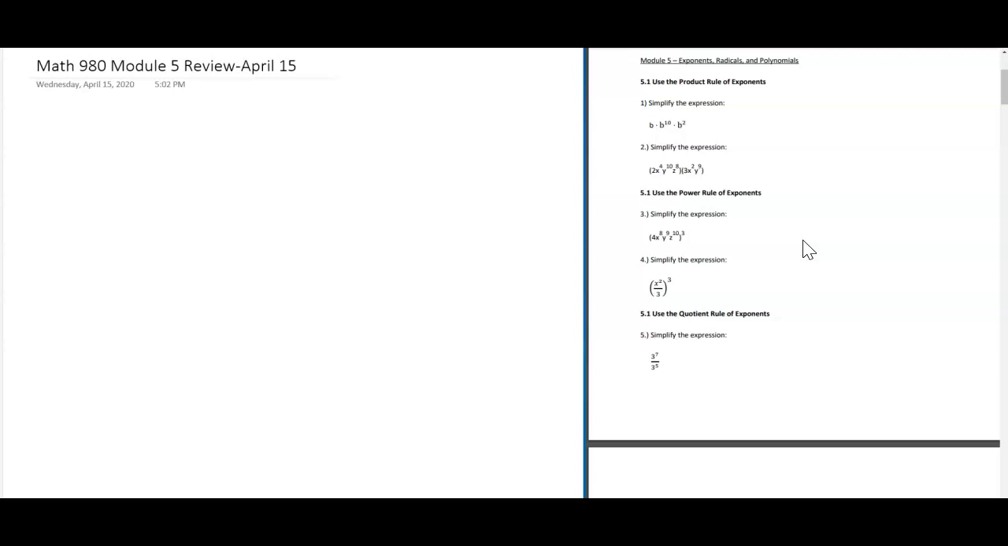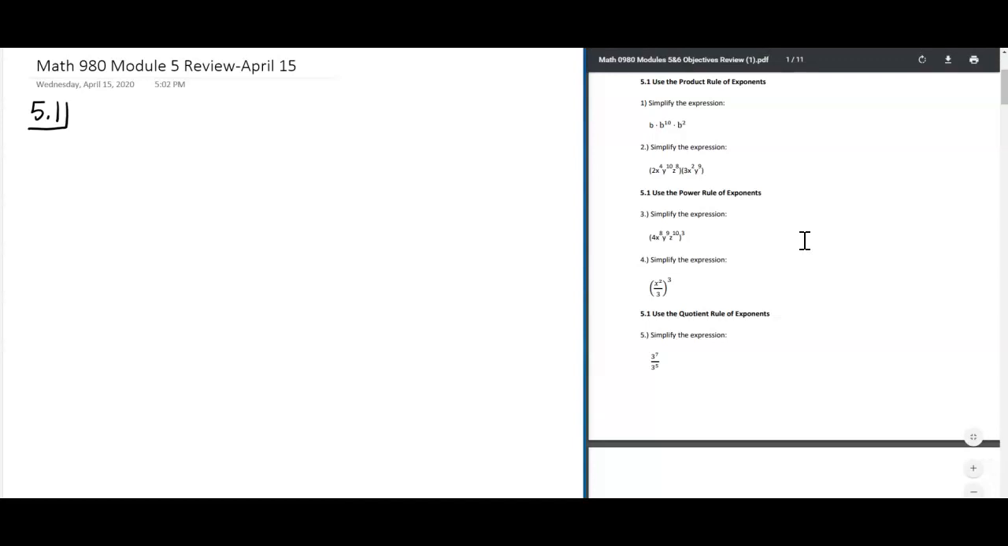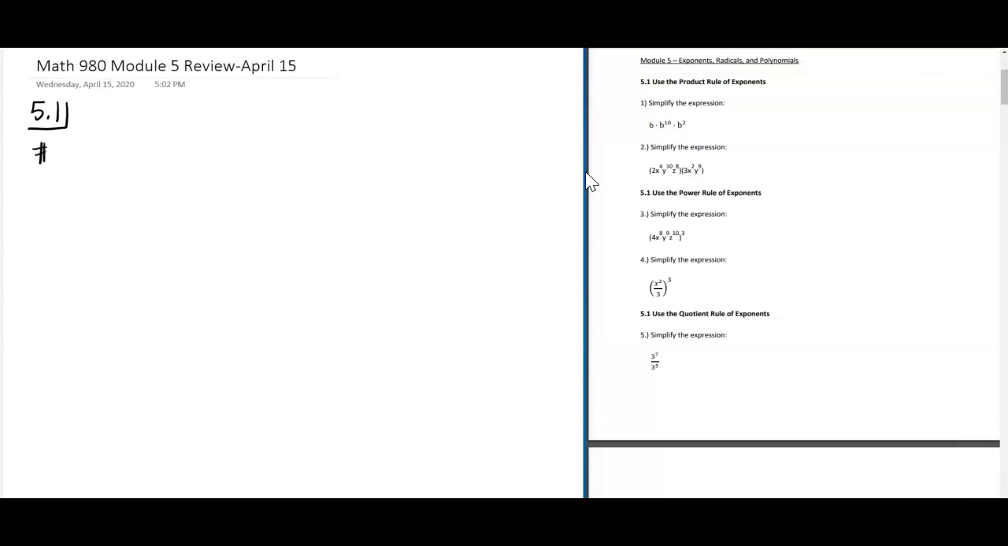So let's start off. We'll do some off of 5.1, and notice how it says what section it's from and everything. So we're going to start with number 2. Number 2 says that it wants us to simplify that expression, right? So remember that we've got to use the properties of exponents in order to simplify this expression. So let me rewrite it over here.